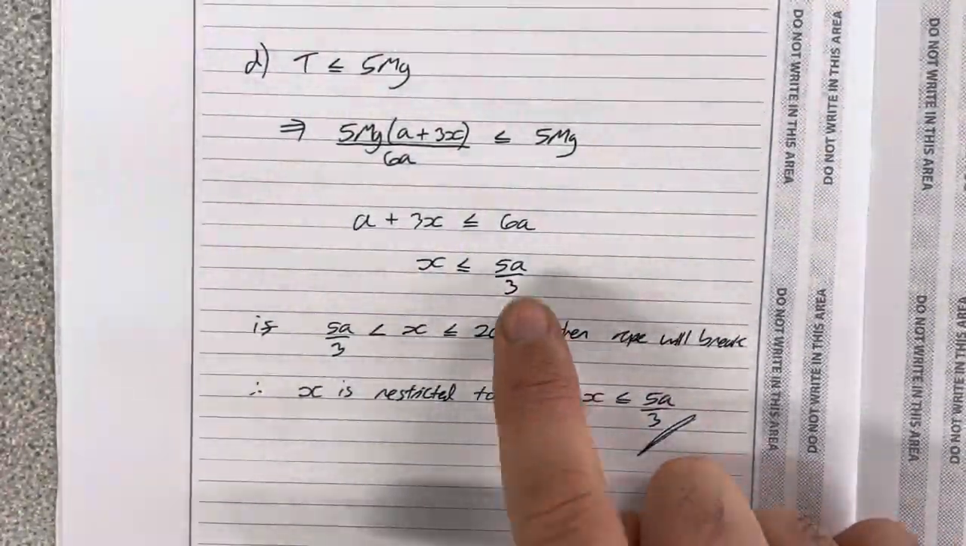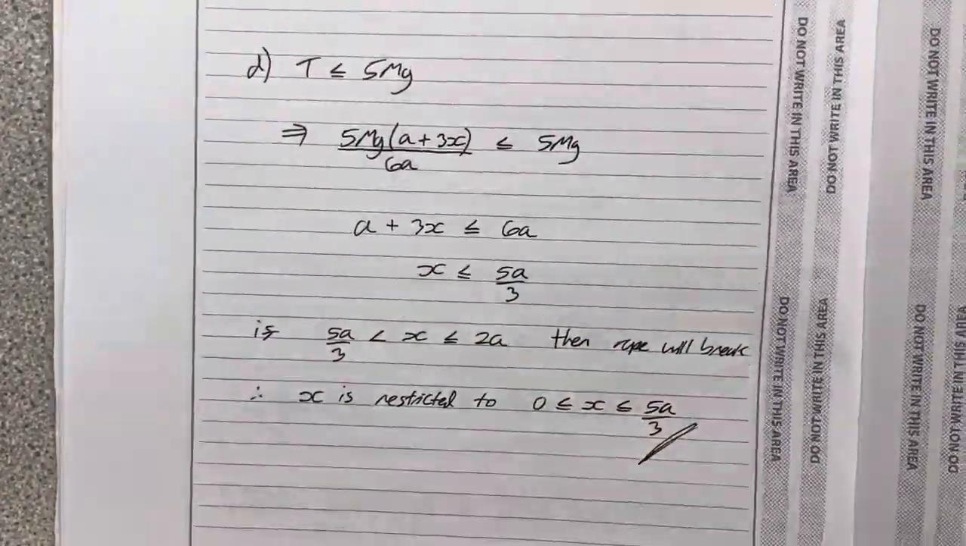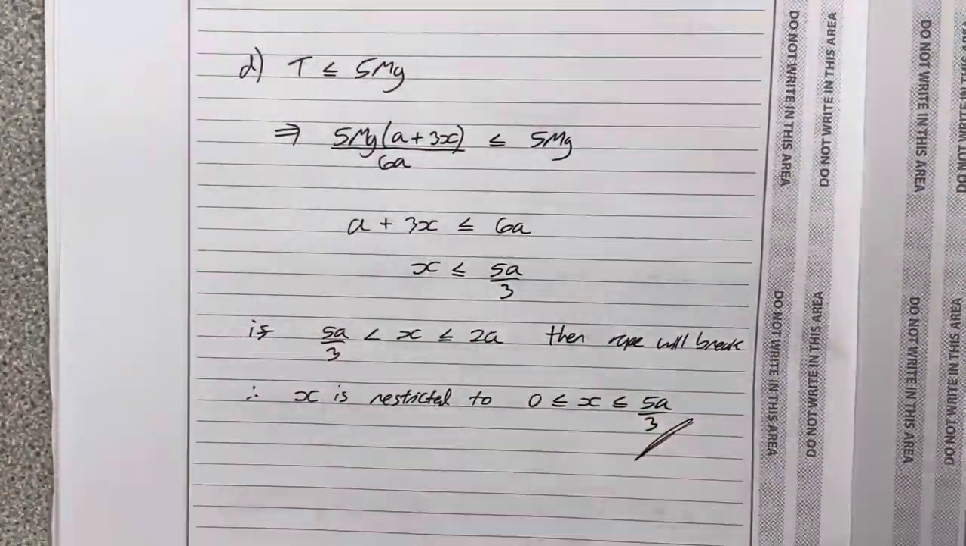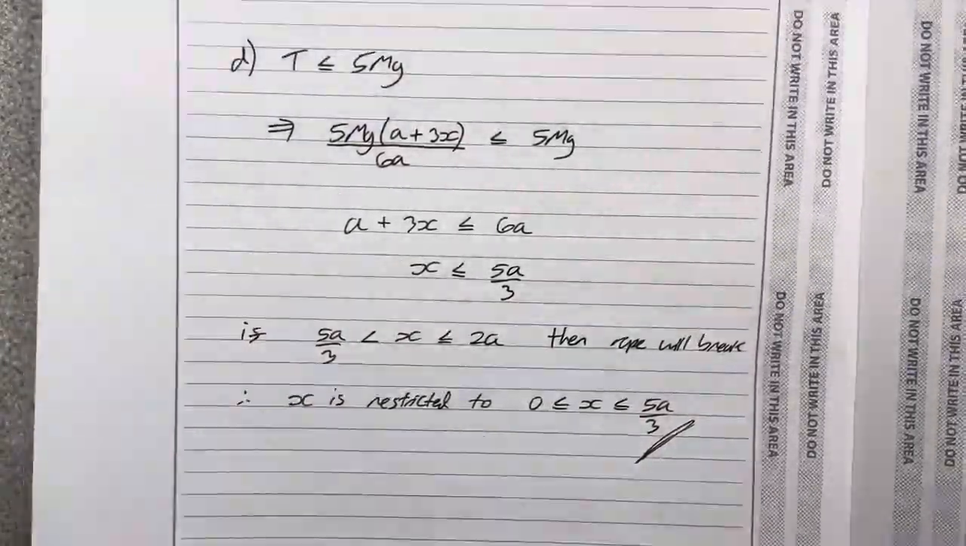If this came out to be something bigger than 2a, then it wouldn't matter. But it hasn't, so it does matter. It does restrict the motion of the box.